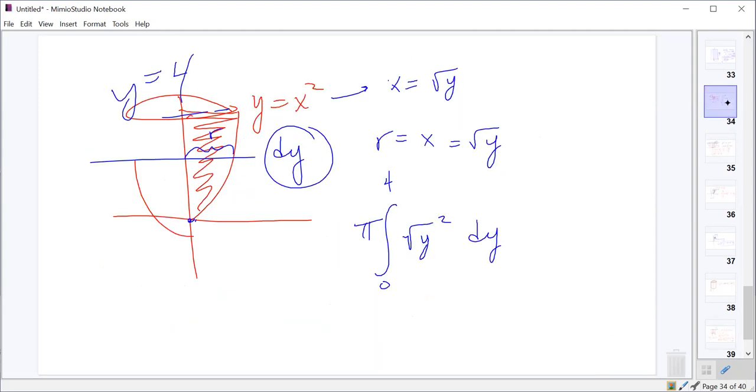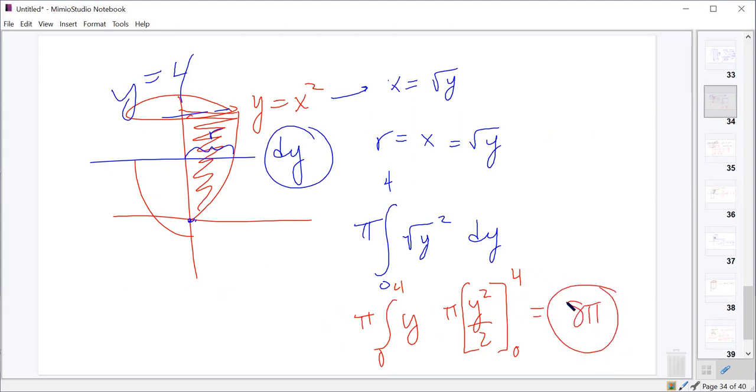which if we look back, oh, we didn't actually do that one. Well, if we looked back and did this one, we had pi times the integral of y from 0 to 4, which would be pi times y squared over 2 from 0 to 4, which would be also 8 pi. So it works out exactly the same.